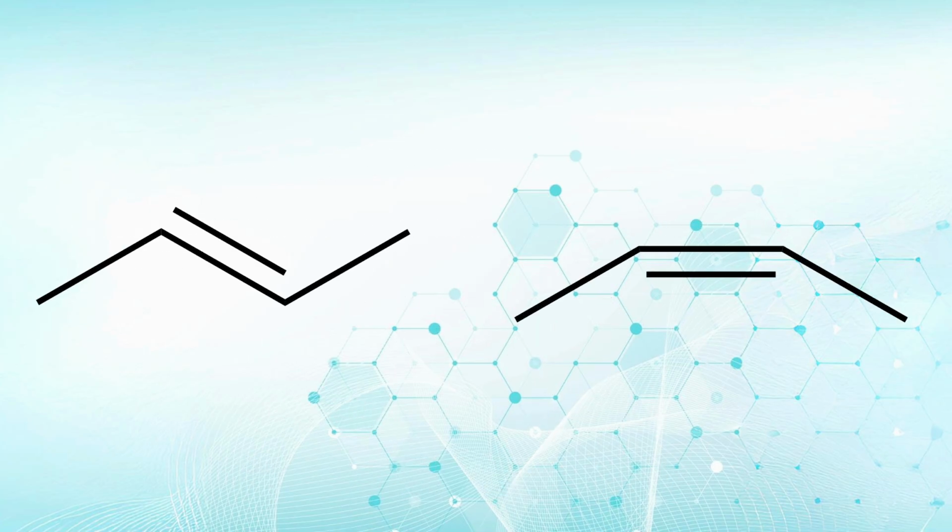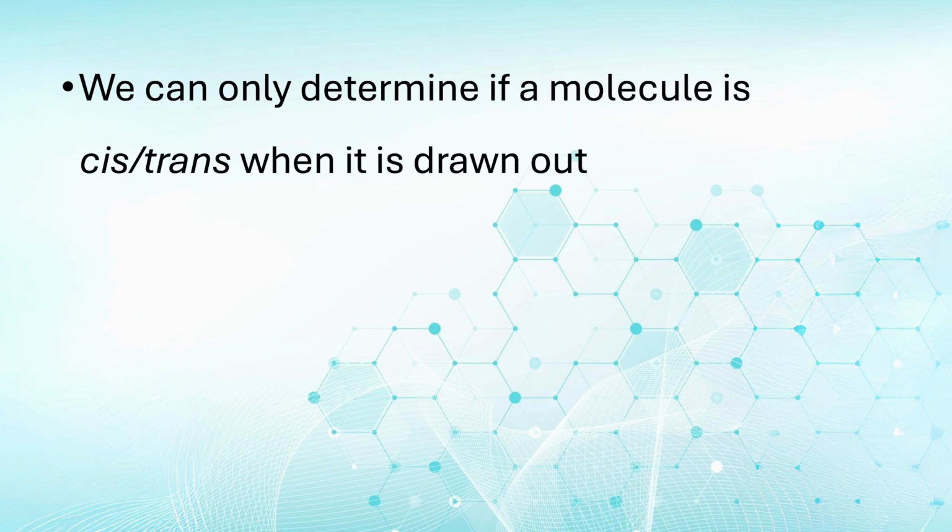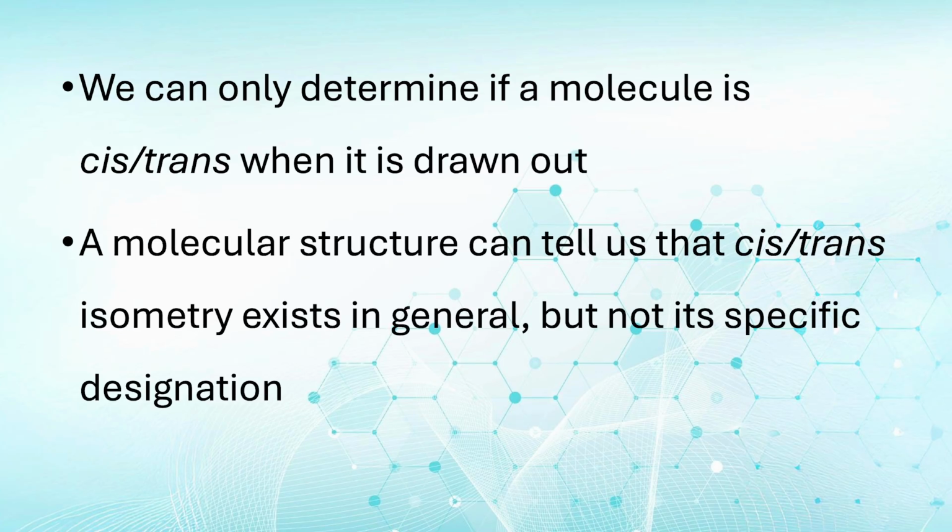When chemists draw cis-trans isomers in bond line structures, we have a way to draw them that makes the difference clear. A structure drawn with the double bond in a usual zigzag position shows a trans double bond. However, if we were to draw the double bond like this, it would show a cis double bond. Another thing I'd like to mention is that we can only determine if a molecule is cis or trans when it is drawn out. If we only have a molecular formula, we can determine that cis-trans isomerism can or cannot exist, but we cannot determine if the structure is specifically a cis or trans isomer.